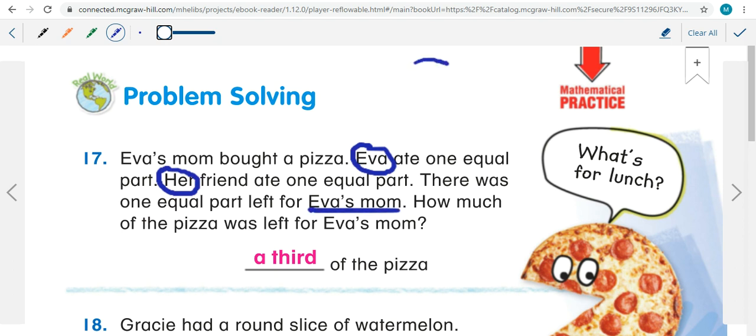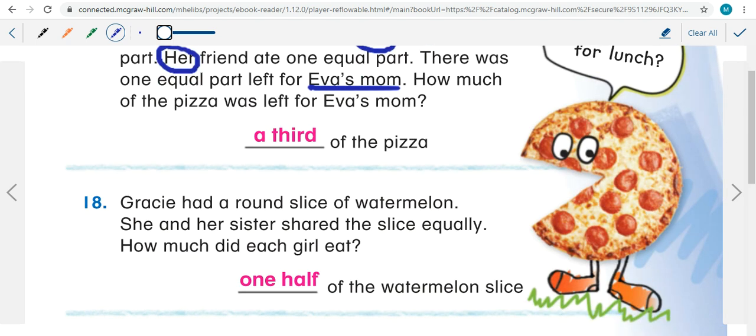So that means that the pizza was divided into 3 equal parts. Okay, so Eva ate 1 and her friend ate the second one. This piece of pizza is left for her mom. And what part is that of the whole pizza? It is the 3rd part of the pizza. Why? Because the pizza was divided into 3 pieces of pizza.